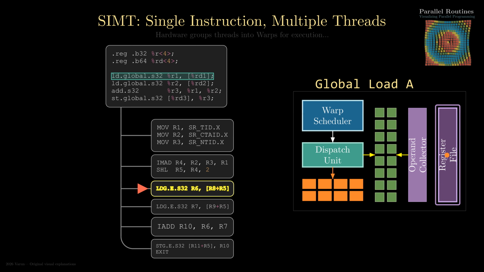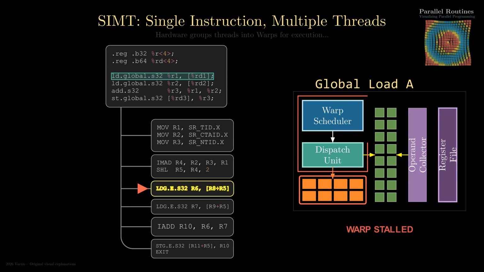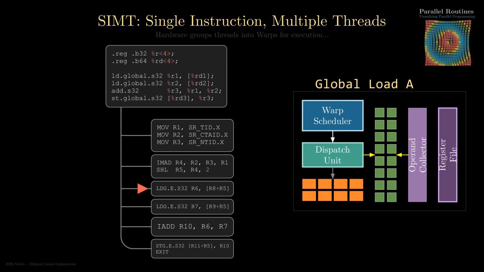Now the first memory load. Each of the 32 threads sends its address to the load store units, which issue requests to global memory. And here's the critical moment. The entire warp stalls. Memory latency is 400 cycles, an eternity for the compute cores. This is why GPUs need thousands of threads. While this warp waits, other warps can execute and keep the hardware busy.